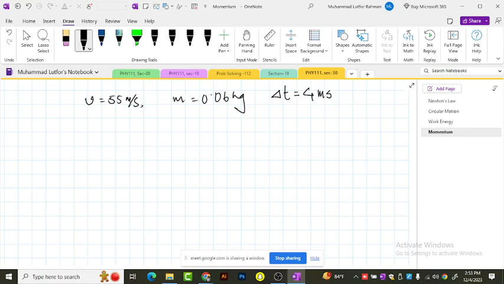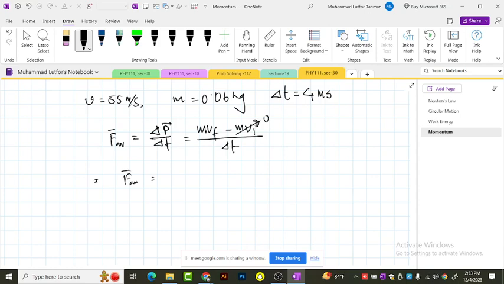To find that force, I can write the average force as the change of the momentum divided by delta t. Change of the momentum, I'm supposed to write as m v_f, the final momentum, minus m v_i, divided by delta t. Now this m v_i is equal to 0, right? So why is the initial velocity 0?